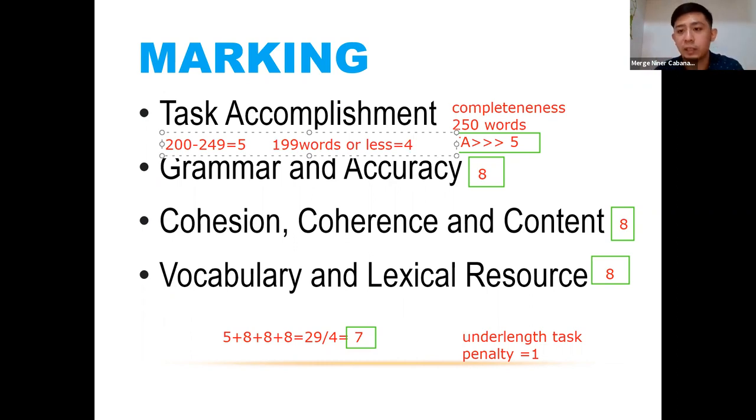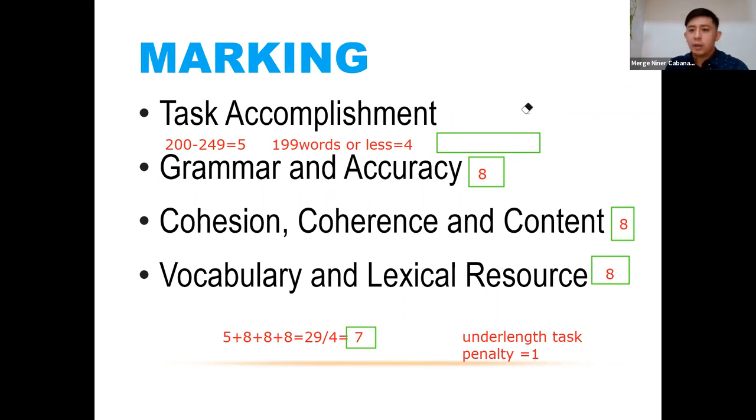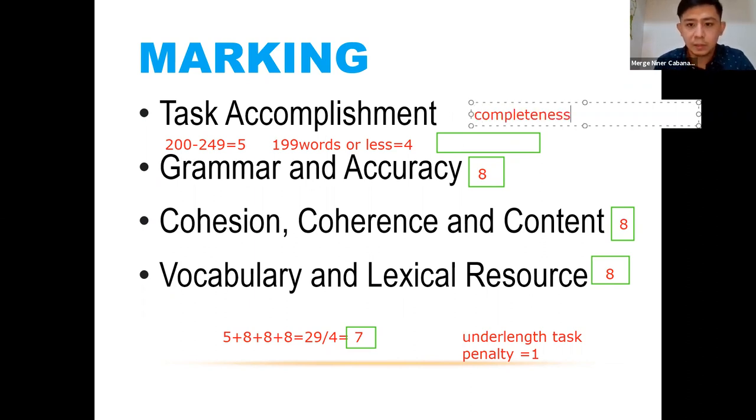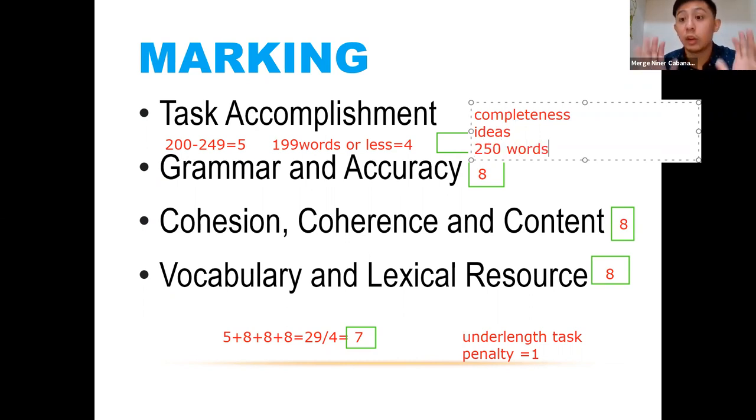That's why it is important that as a candidate, you will be able to submit your writing task completely. Okay, when it comes to completeness of your task, not only the number of words, but the presentation of ideas as well. So completeness: ideas, 250 words or more.